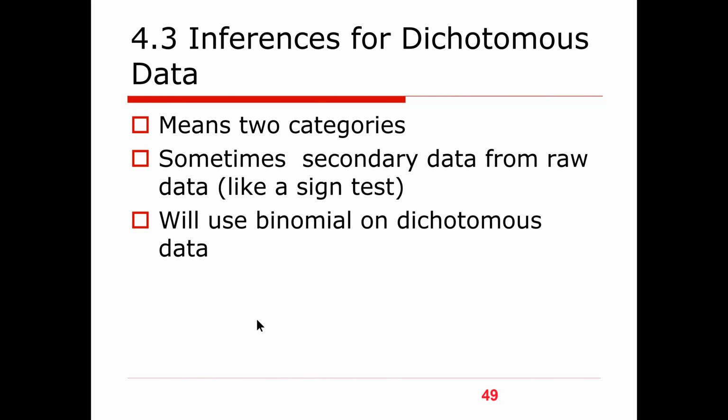But sometimes the secondary data is from the raw data, right? If we get a raw data, we can use some rules to convert it into some dichotomous data, like if the value exceeds a threshold or below a threshold, yes or no. So then we can get the corresponding dichotomous data. And it's actually like the sign test, right?